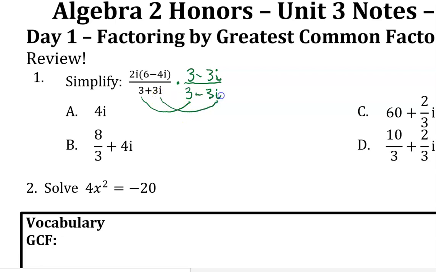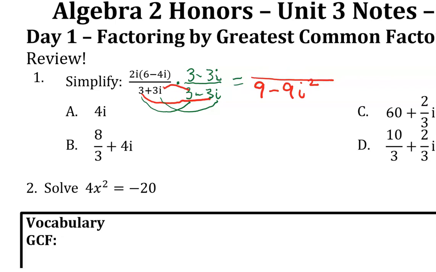We're going to do our distribution property. On the bottom, I'm skipping the middle terms because they will cancel each other out. So 3 times 3 is 9. Positive 3i times negative 3i is negative 9i squared.